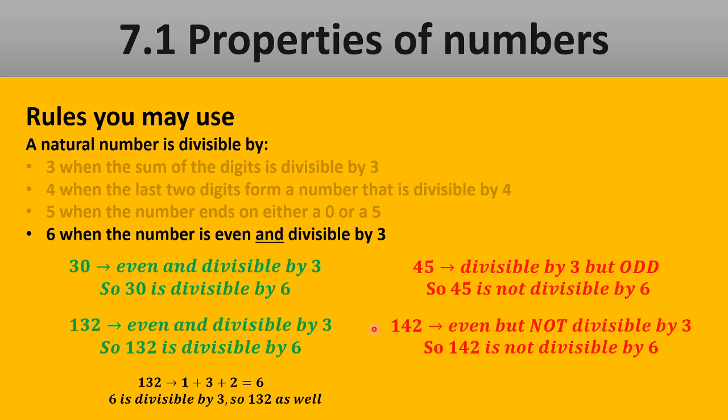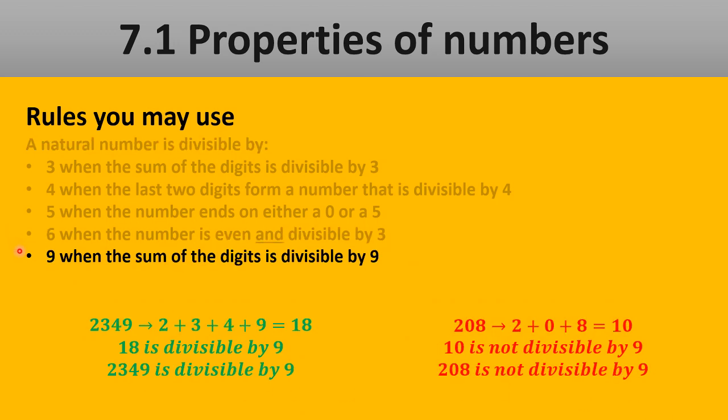Now I give you two different counterexamples which counter different things that can occur. 45 is divisible by 3, but it's odd. So in this case 45 is not divisible by 6 because it is odd. But it can also be the other way around. 142 is even, right? So that's the first thing that it should be, but it's not divisible by 3. Both things should be possible. So in this case 142 is not divisible by 6.